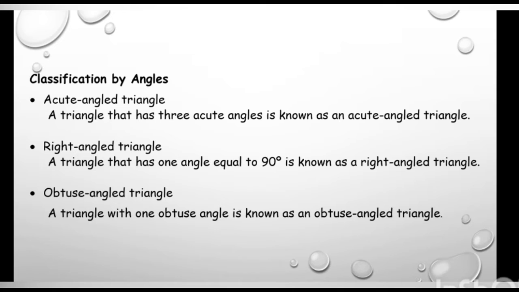Now what is a right angle triangle? A triangle that has one angle equal to 90 degree is known as a right angle triangle, okay? Now obtuse angle triangle. First you should know what is an obtuse angle. So an angle which is greater than 90 degree is called an obtuse angle. So a triangle with one obtuse angle is known as an obtuse angle triangle. It means when a triangle has one angle greater than 90 degree, then that triangle is known as an obtuse angle triangle.